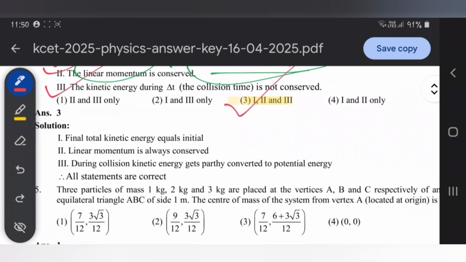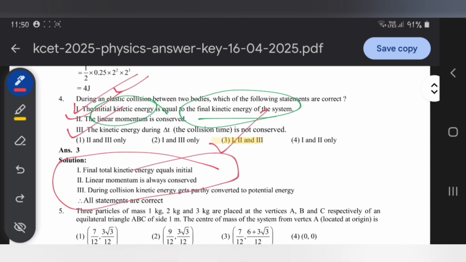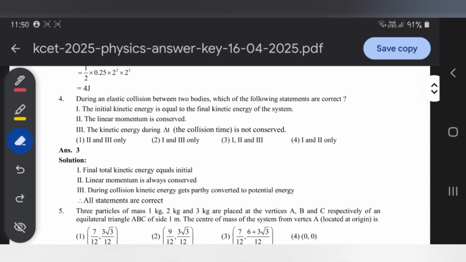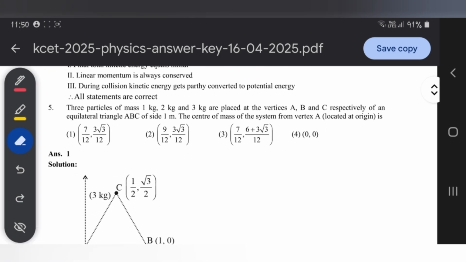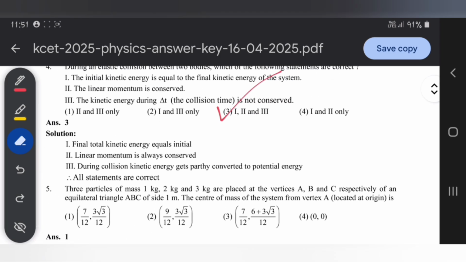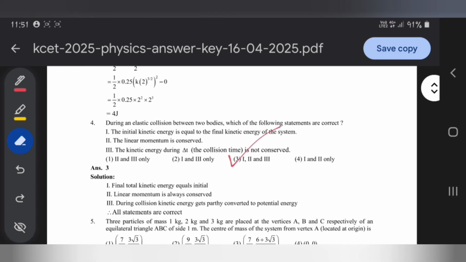The solution is also provided here. If you wish to check, you can check it from here. This was question number 4. I hope it's clear. If you want, you can go through it. The solution is provided here, and answer 3 is the right answer. Moving forward, next one. Before that, if you wish to take a screenshot, you can just take it.